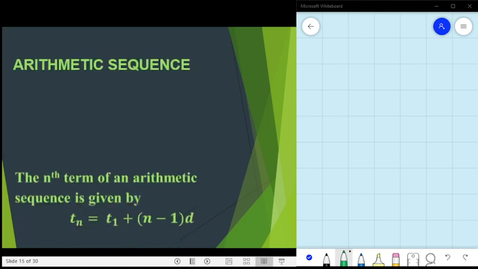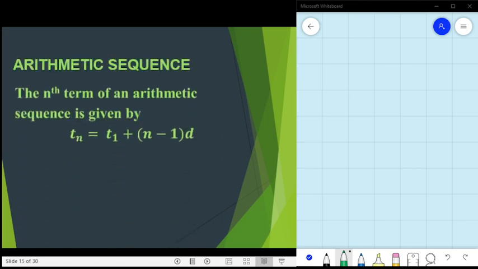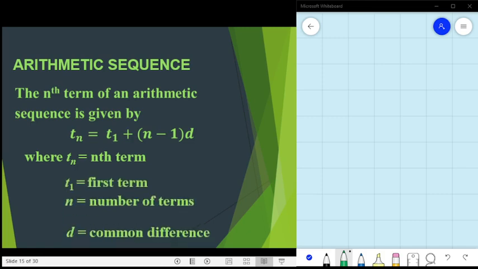For an arithmetic sequence, the formula to find the nth term is T sub n is equal to T sub 1, or the first term, plus quantity n minus 1 times the common difference. Wherein T sub n represents the nth term, T sub 1 is the first term, n is the number of terms, and d is the common difference.